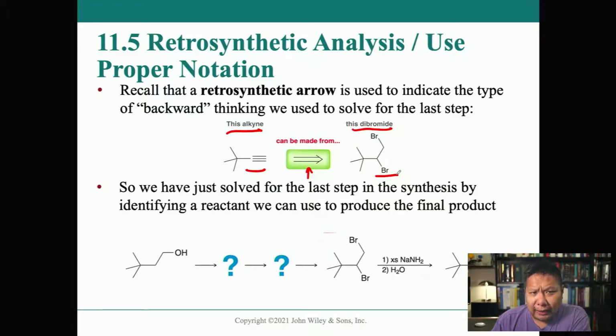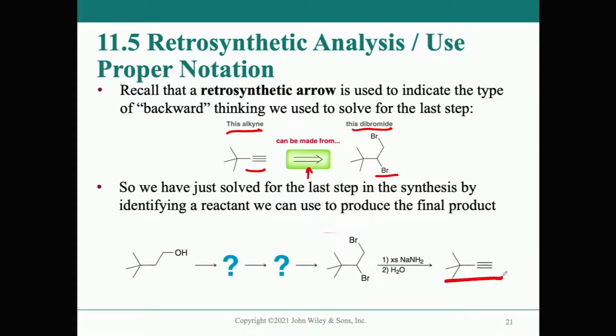So we have just solved the last step of the synthesis by identifying the reactant that we can use to produce the final product, right? We have an alkyne there, and we can use excess sodium amide and water, and that will change the vicinal dihalide right there into this alkyne. So that's the first step of the retrosynthetic analysis.